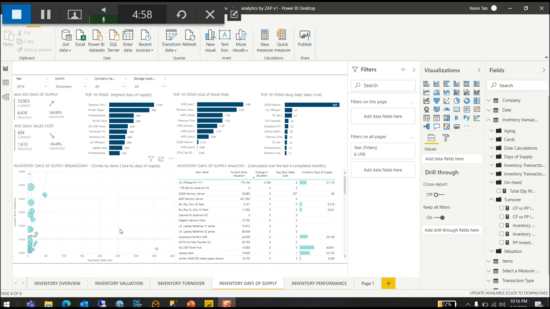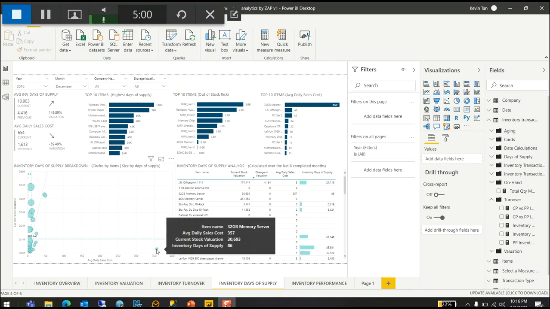If I look at the bubbles, one little bubble on the right side at least looks decent. And that is this particular product where we have an inventory days of supply of 86 days. Means that this product will run out in 86 days.